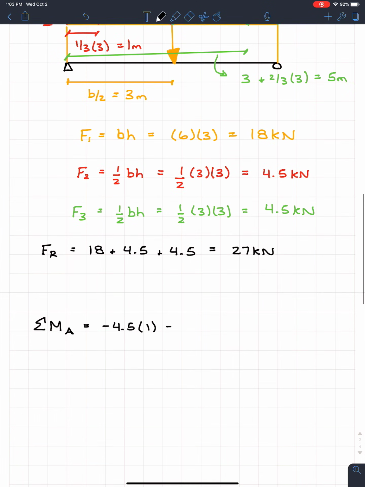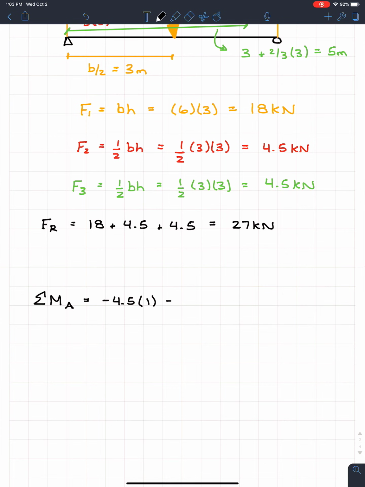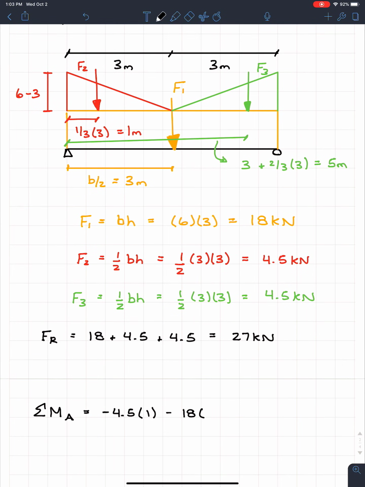So we can go minus, and then the next one would be F2, which we know is 18. And the distance here is going to be the 3 meters to point A. I'll just label point A real quick.